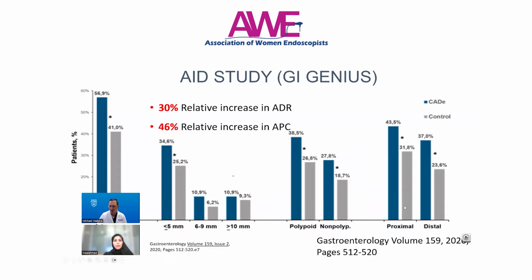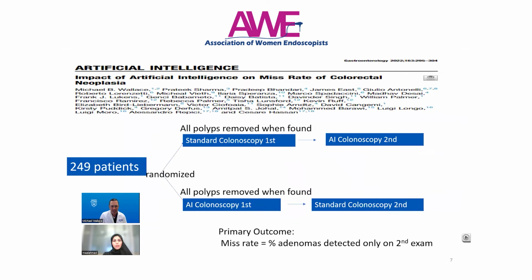It also was true for polyps in the proximal colon as well as the distal colon. This was followed by a second trial that I was involved with, which was a so-called random tandem trial. Tandem meaning each patient got both procedures. This is a very powerful study design.